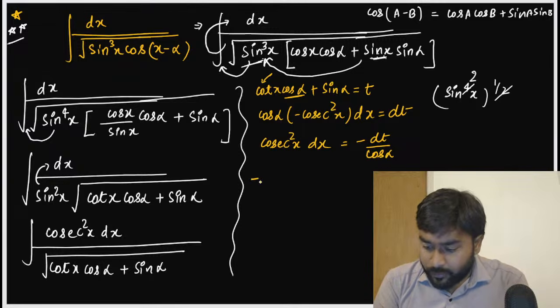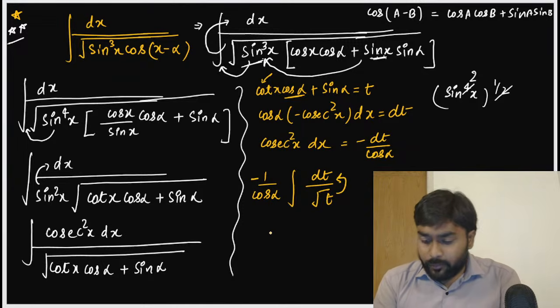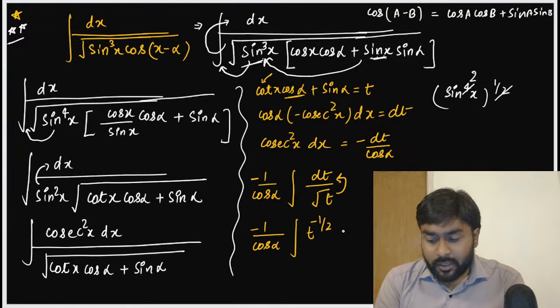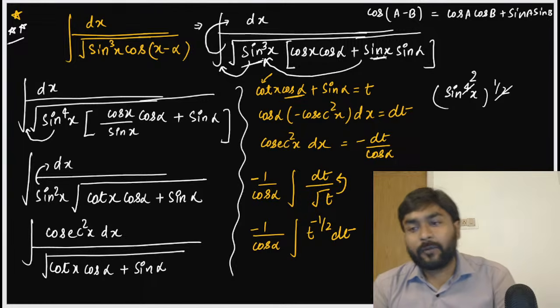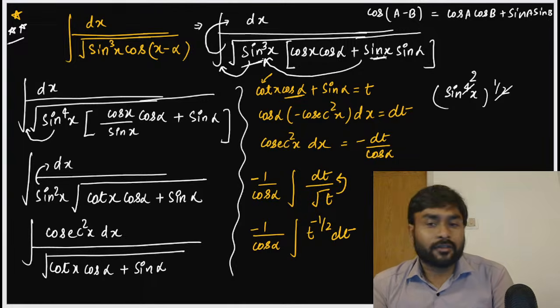So here we can write minus 1 by cos alpha. Here dt by under root t. This under root t will go in the denominator. It will become minus 1 by cos alpha, t power minus 1 by 2 dt. Then easily you can apply the x power n formula, you will get the answer.